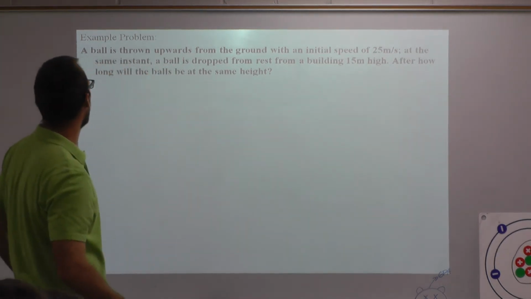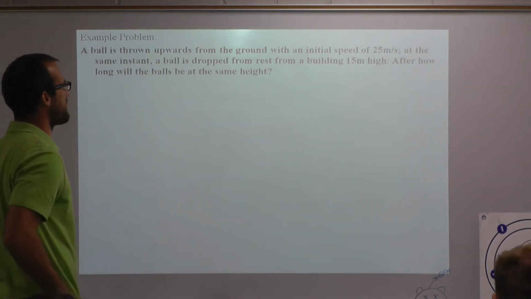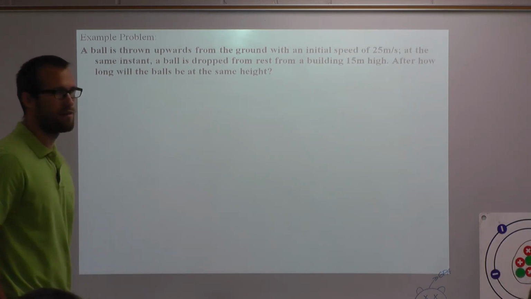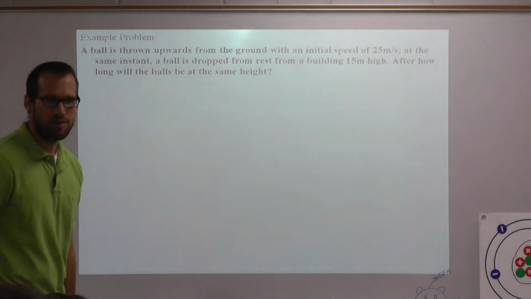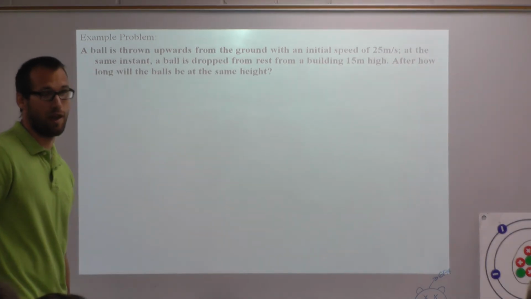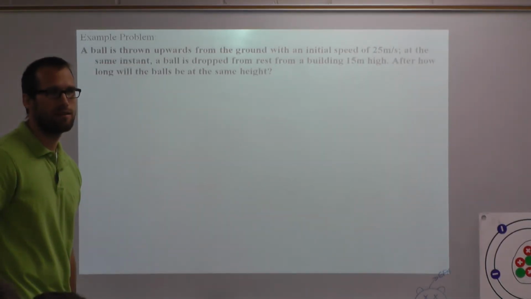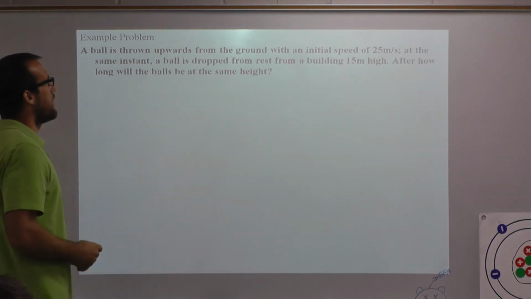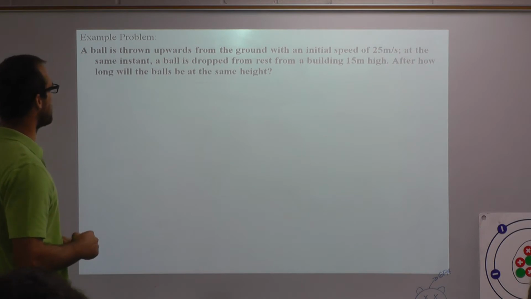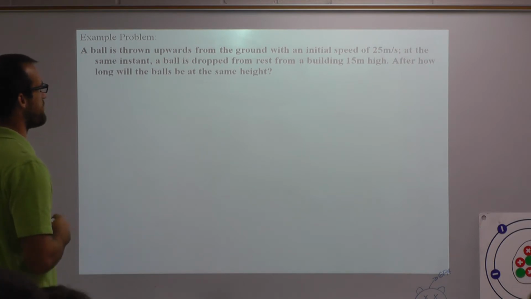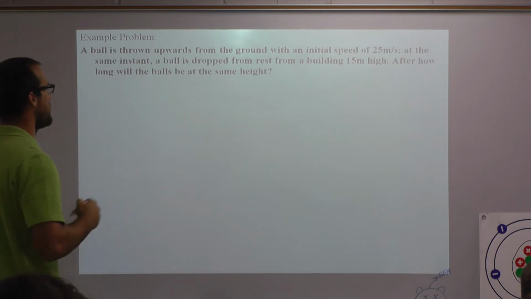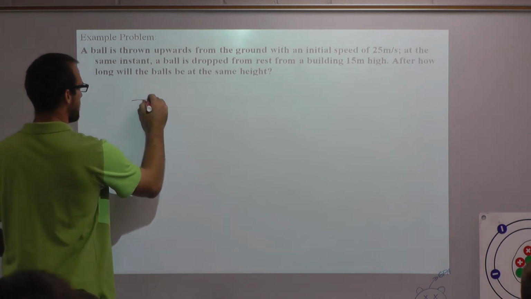A ball is thrown upwards from the ground with an initial speed of 20. See how it says upwards from the ground? Just assume that the ball's starting from the ground at that speed. At the same instant, a ball is dropped from rest from a building 15 meters high. After how long will the balls be at the same height?